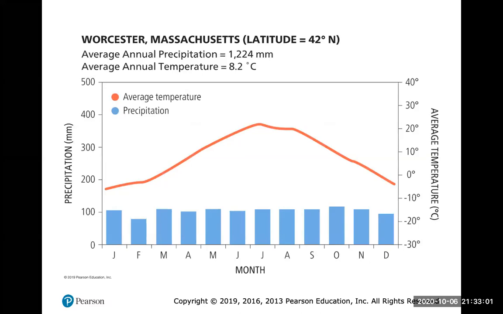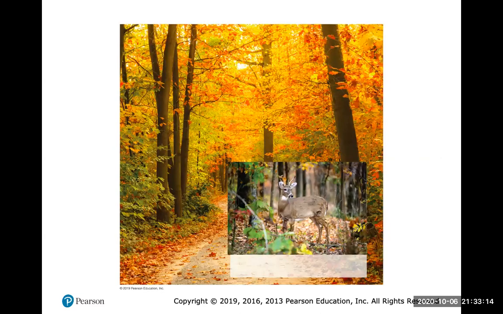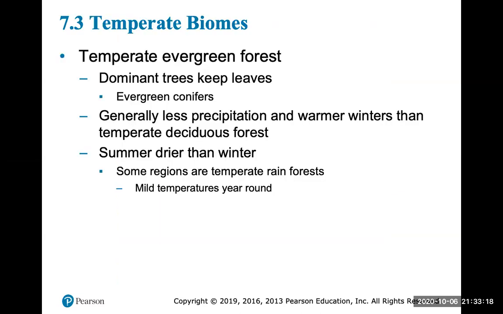So here's an example in Massachusetts. You can see the climatograph of average precipitation throughout the year. It'll get cold in some months, but then the precipitation just turns to snow. So here's a look in the fall, a beautiful picture of a fall day on the East Coast.